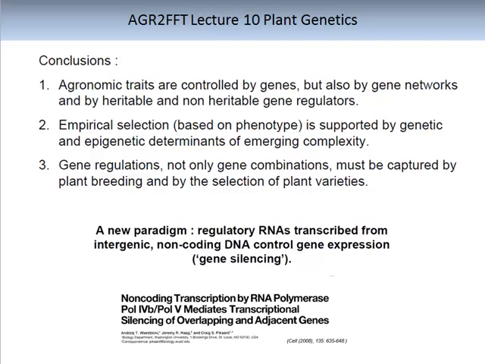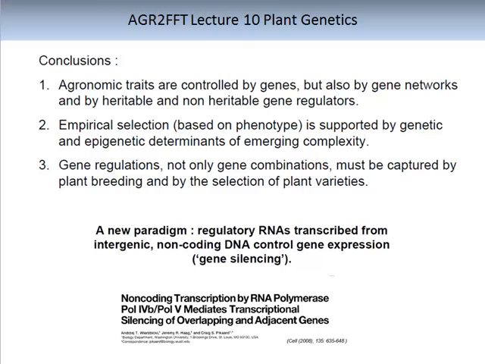Agronomic traits are controlled by genes, but also by gene networks and by heritable and non-heritable gene regulators. Empirical selection based on phenotype is supported by genetic and epigenetic determinants of emerging complexity. We touched on epigenetics last week. This is where one generation has influenced how the genes are expressed in the following generations. Gene regulations, not only gene combinations, must be captured by plant breeding and by selection of plant varieties. These three points conclude the plant genetics part of the lecture.